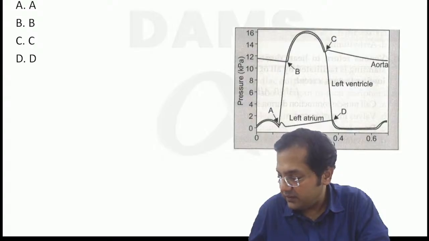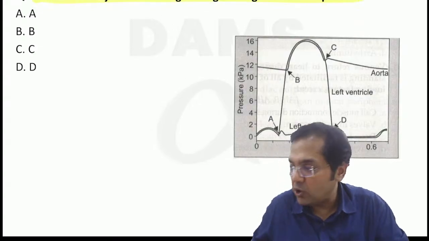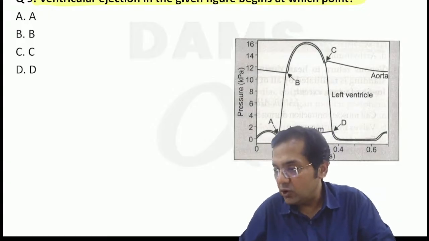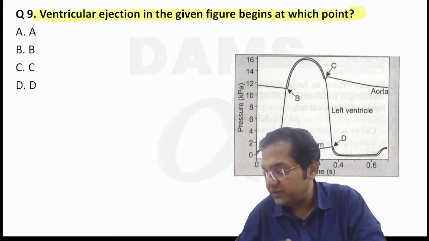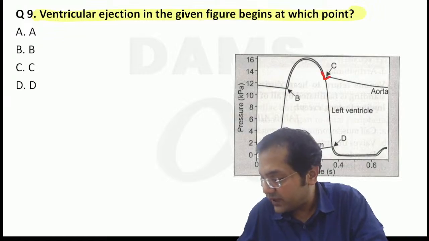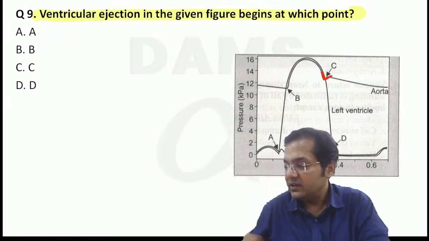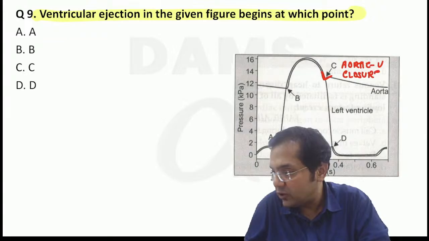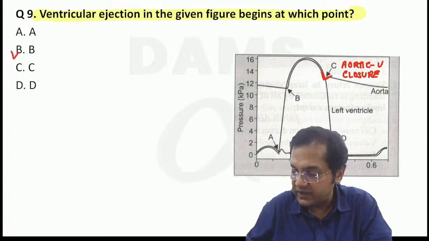Suppose you have forgotten everything, right? No, Anshita Jain, how can it be C? Look at this notch. Look at this notch. How can it be C? C is the aortic valve closure. Please look at the notch. Yes, very good. Answer is actually B.